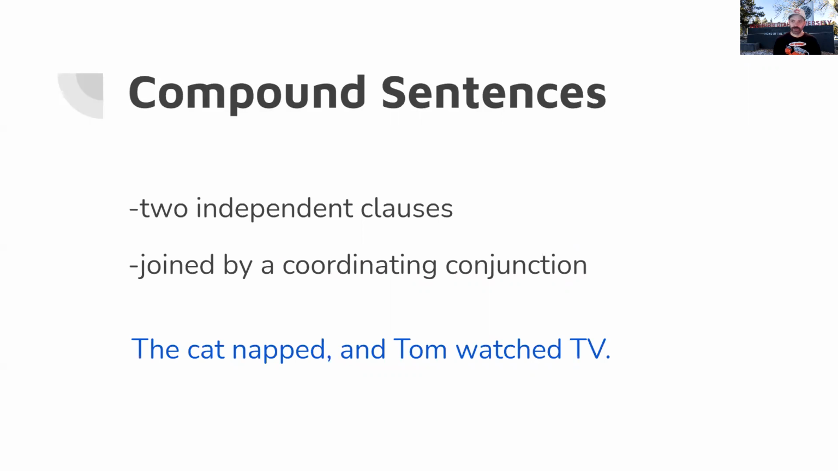We talked about coordinating conjunctions before. You can think of that acronym, the fanboys, right? For, and, nor, but, or, yet, so. Most common ones are really just so, and, but. The cat napped and Tom watched TV. So these could be two independent sentences. The cat napped, Tom watched TV, but we can connect them with that coordinating conjunction.